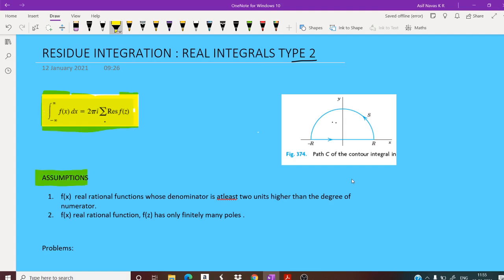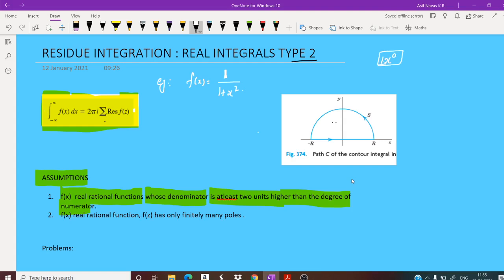So the assumptions: our function f of x must be a real rational function whose denominator degree is at least 2 units higher than the degree of the numerator. For example, if f of x is of the form 1 by 1 plus x square, what is the degree of the numerator? It's a constant, 1 into x raised to 0. So the degree of the numerator is 0.